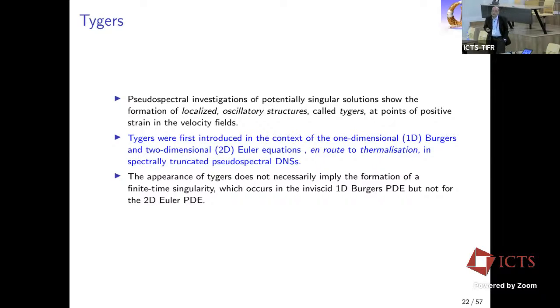All right, now for Tygers. Pseudospectral investigations of potentially singular solutions have shown localized oscillatory structures, which these 4 authors call Tygers, at points of positive strain in the velocity field. I'll tell you what that means in a minute. They were first introduced in the context of the one-dimensional Burgers equation, and also the two-dimensional Euler equations en route to thermalization in spectrally truncated pseudospectral DNSs. And note that in the Burgers case, we do have a finite time singularity, whereas in the 2D Euler case, we don't. So Tygers by themselves do not signal a singularity.